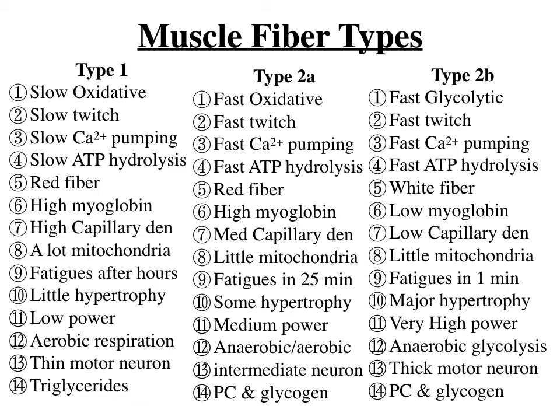They're also called slow twitch. They're also called red fibers. These words are interchangeable. If you say type 1, you can also say red fiber. You can also say oxidative or slow twitch. Sometimes you hear people saying, "my slow twitch fibers" or "my red fibers." Those are all referring to type 1.